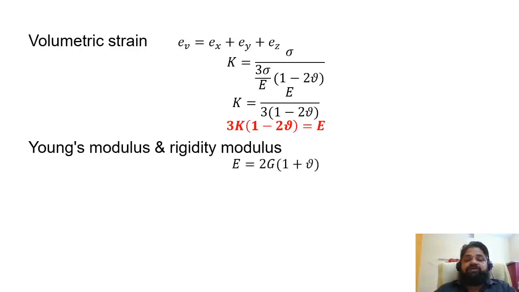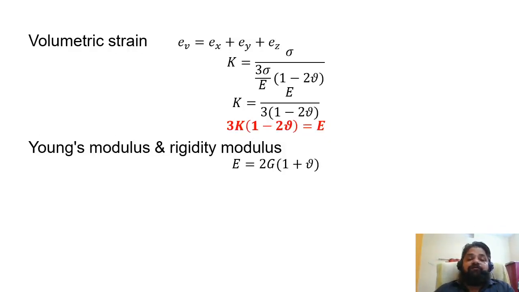And the relation says E is equal to 2G into 1 plus nu. If I want to evaluate this relation, if I want to prove this relation, we can do our own, as we have followed the earlier steps in the first part. The same steps can be followed to find out the relation between E, G and nu. This relation basically gives you the connectivity regarding rigidity modulus and E, and I am not going to discuss more on this part. Rather, I just show some steps how to evaluate the same.